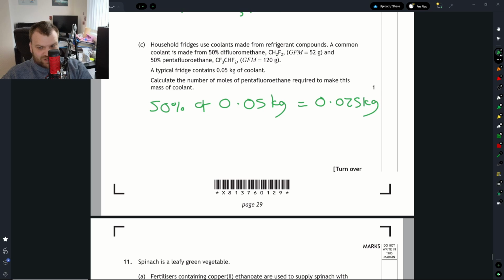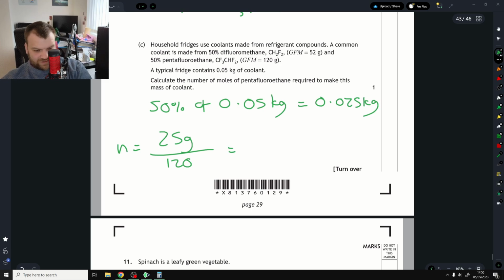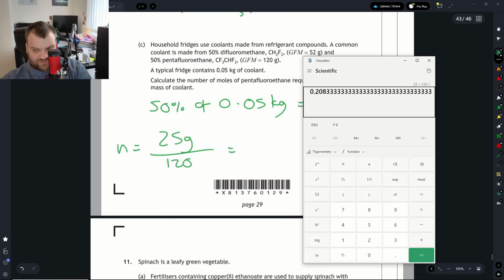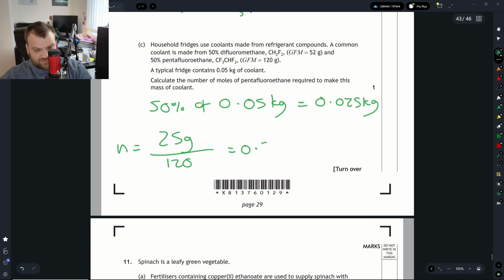And then we've got our GFM, so 0.025 kilograms. If you times it by 1,000, that would give you 25 grams. And we want number of moles, so number of moles equals 25 over the GFM of that chemical, which is 120. 25 over 120 gives you 0.208 moles as your answer. For that one, yeah, 50% of it. Get it into grams because you're using GFM, and that works out.